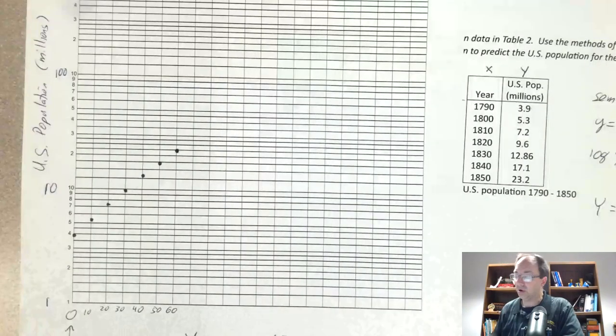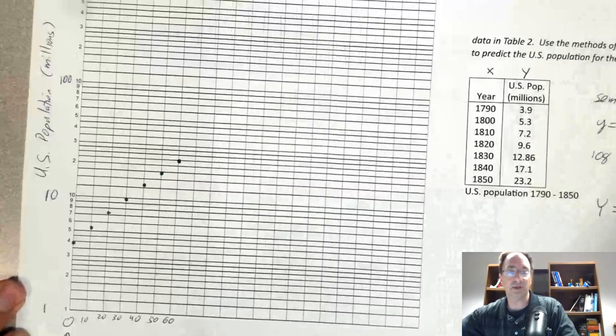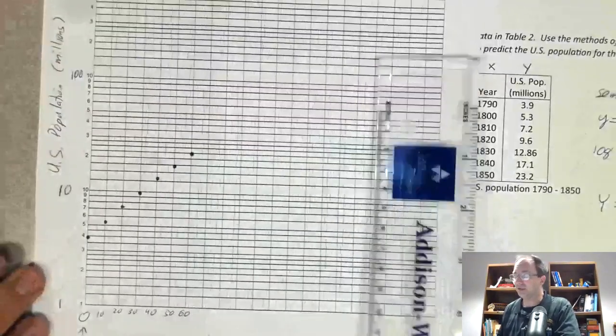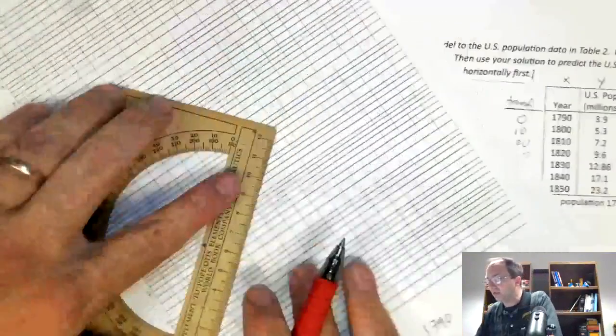Good news, we get a plot that looks very linear, so that means exponential was a good choice. This transformation has done its job, and so we can plot the best fit line.